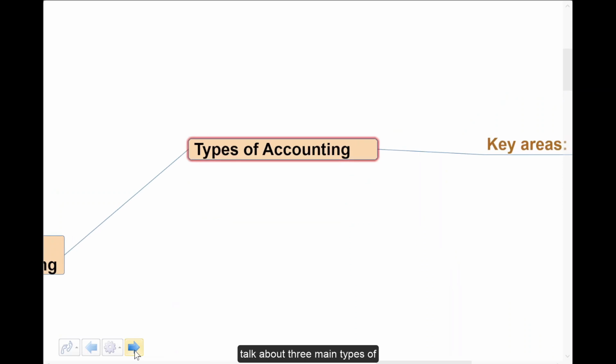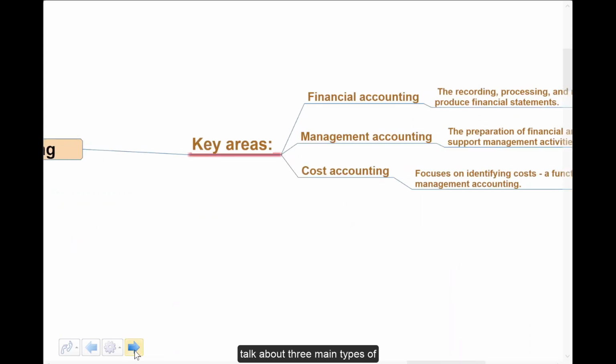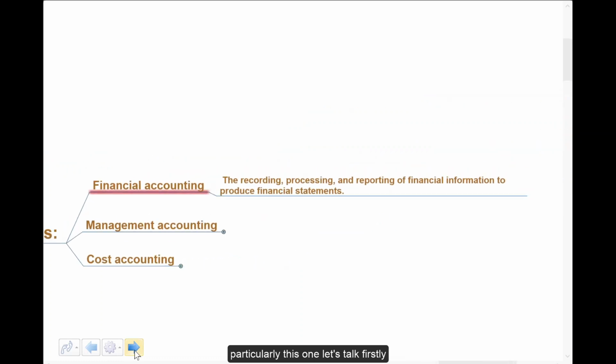We're going to talk about three main types of accounting. Now, the middle area, management accounting, is what we're really focused on, but it's important to get a feel for other areas of accounting. And I'll assume just a very small amount of knowledge in these early chapters, and particularly this one. Let's talk firstly about financial accounting.